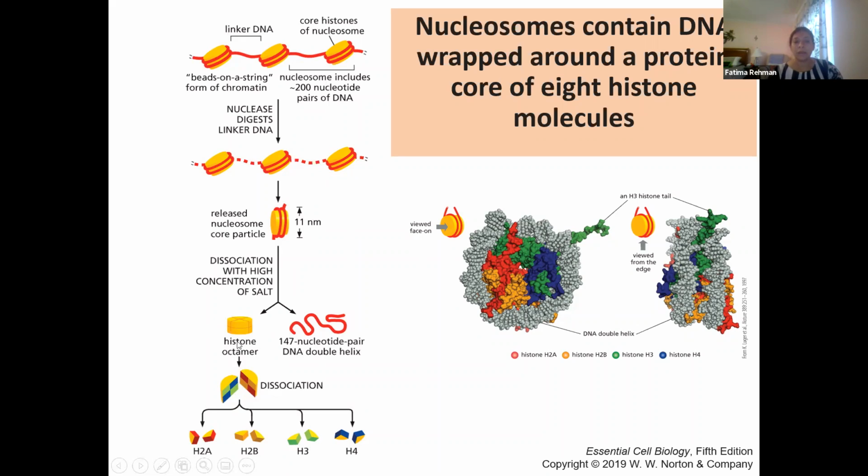Okay. If we look at the histone itself, you will notice that it is composed of 4 different types of polypeptide chains, right?